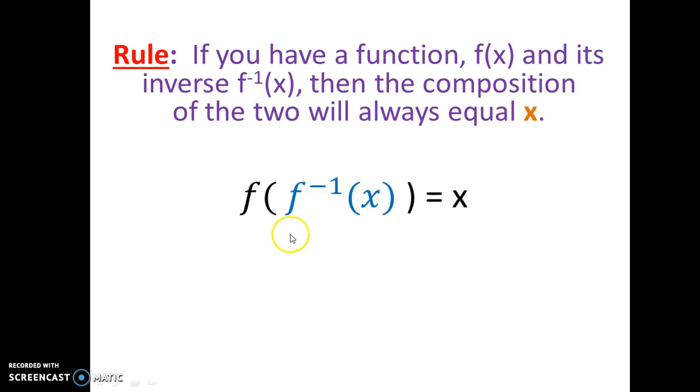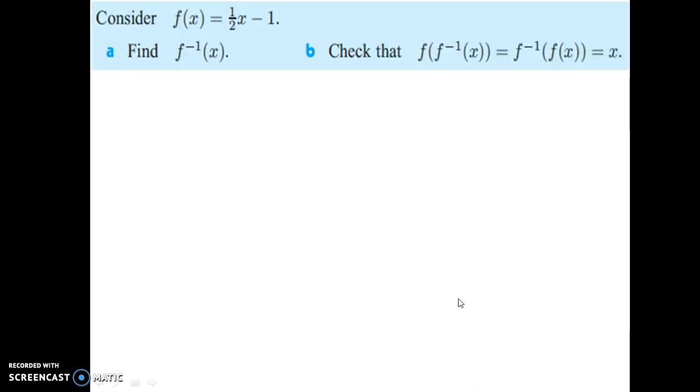What this means basically is if you take the inverse function, which is in blue here, and you put it inside the original function, then you will get x every time. Or likewise, if you do the opposite, if you put the original function into the inverse function, like this, you will get x as well. So let's take a look at some examples that show that.